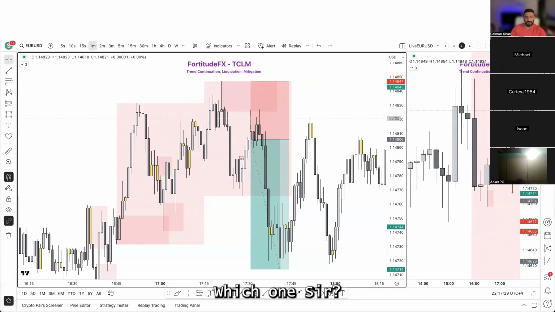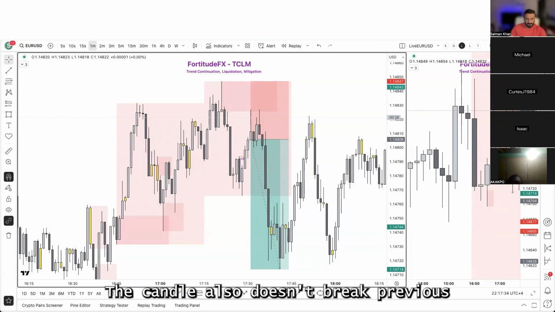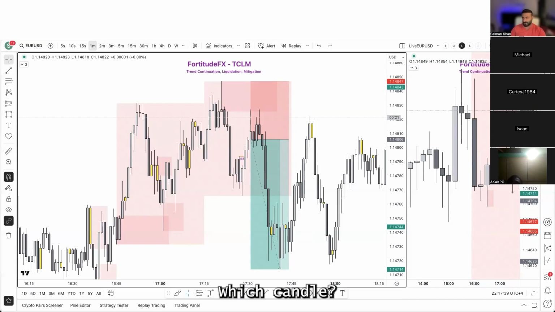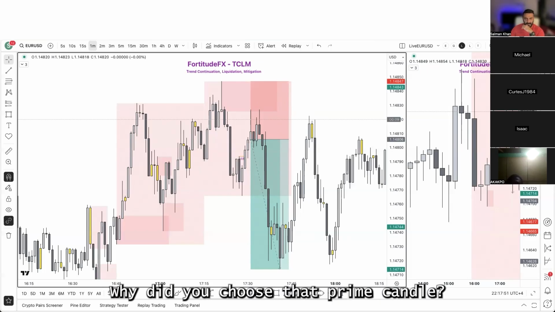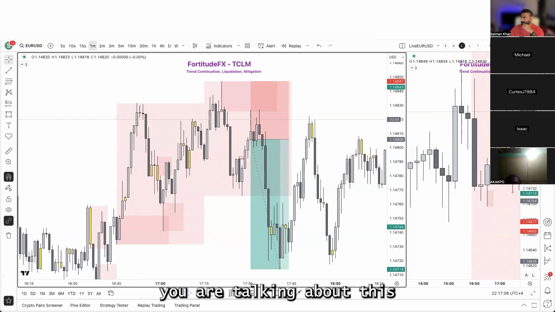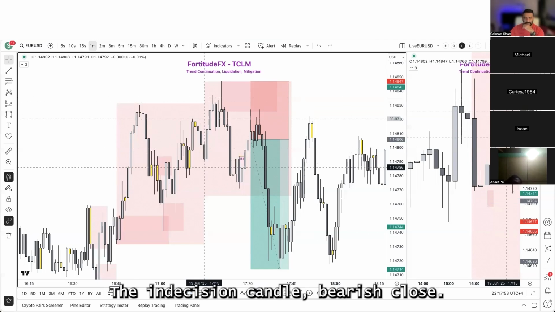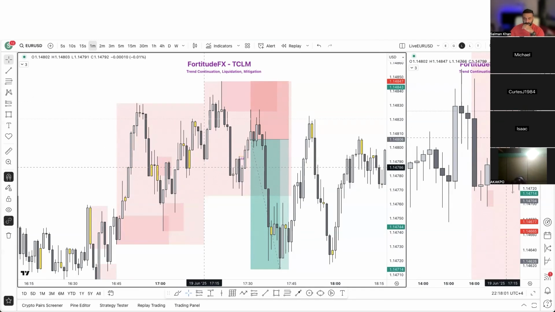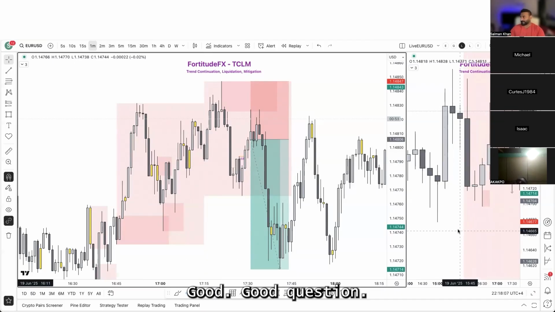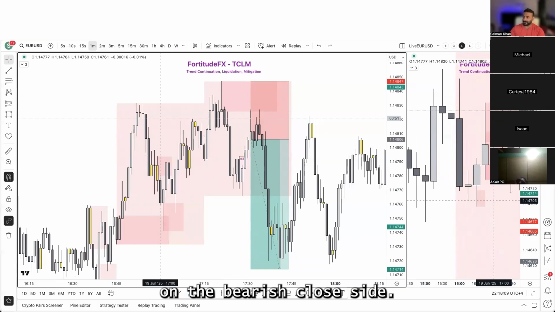Which one, sir? Isaac: the candle also doesn't break the previous 15-minute candle low. Where are we talking about? Which candle? Sorry, I guess both of you guys are asking the same thing. Michael, I will ask from you. Why did you choose that prime candle? The candle had no body close. You're talking about this candle right here? The indecision candle, bearish close? Okay, good question. Yes, we did not have anything on the bearish close side.